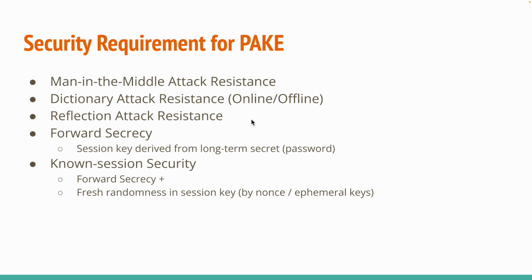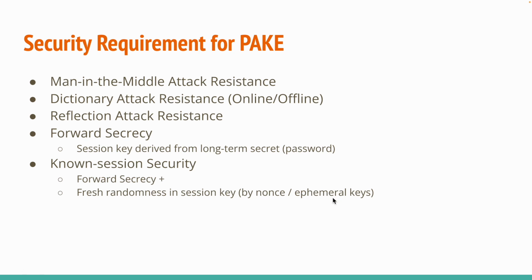The reflection attack is simply saying the attacker shouldn't be able to impersonate the party by reflecting the message to himself. The forward secrecy is talking about if a long-term secret is compromised, the past session keys that are derived from it should remain secure. To achieve this, we need to derive a proper session key for each communication.